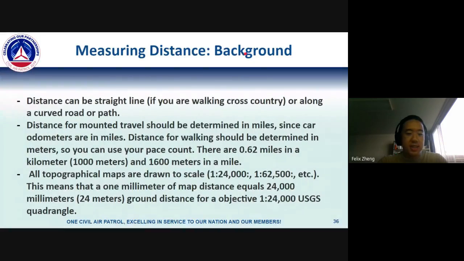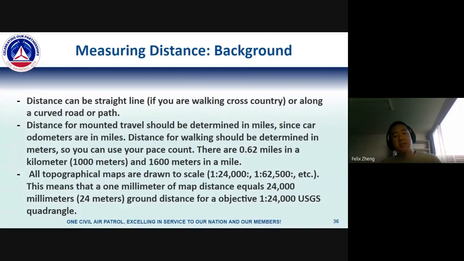The task guide says that the distance for mounted travel should be determined in miles, since your car odometer is in miles. Your distance in walking should be determined in meters, so you can use your pace count. We are not going to go over pace counts during this ground team training session or series, but that is something you'll have to figure out and know for later ground team training. If you need to convert between meters or kilometers and miles, you can use the 0.62 miles in a kilometer or 1,600 meters in a mile.